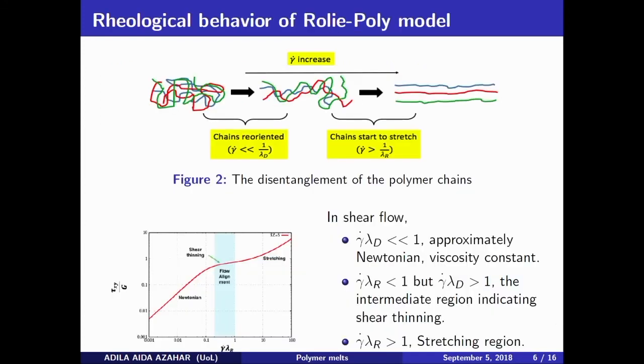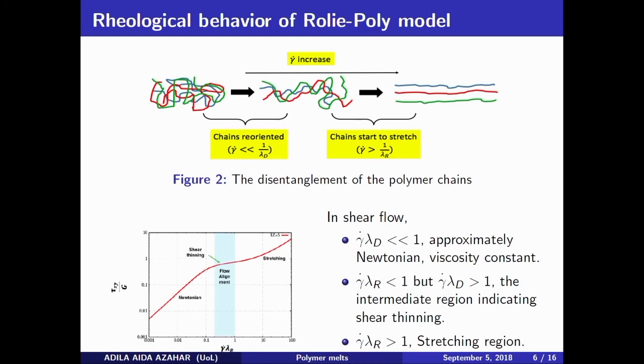Before we proceed further, just to give you an idea of the rheological behavior of the Rolie-Poly model, in figure 2 here, imagine that we have 3 polymer chains that are entangled with each other. By imposing a shear rate, we can see that our chains are reoriented, and at a high enough shear rate, our polymer chains start to align and thus stretch.